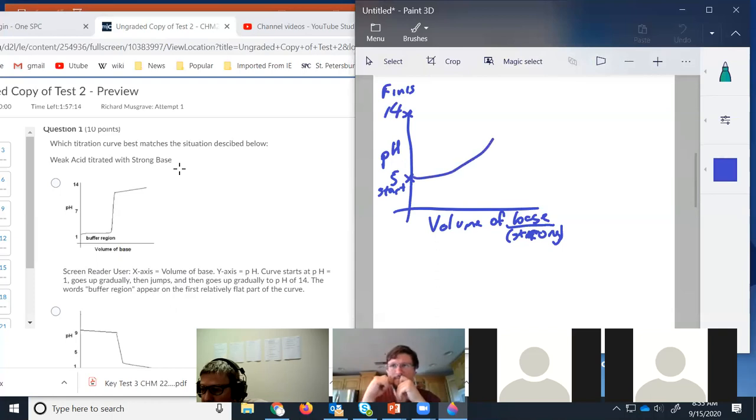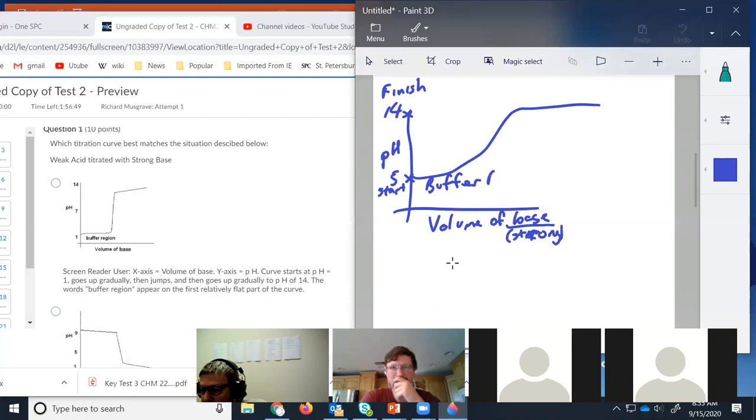It's going to look like this. And now I've got to figure out if we're going to have a buffer region or not. For a buffer region, we need a strong base being added, which we do have, and we do have a weak acid here. So I would expect the buffer region. So that would be my answer.